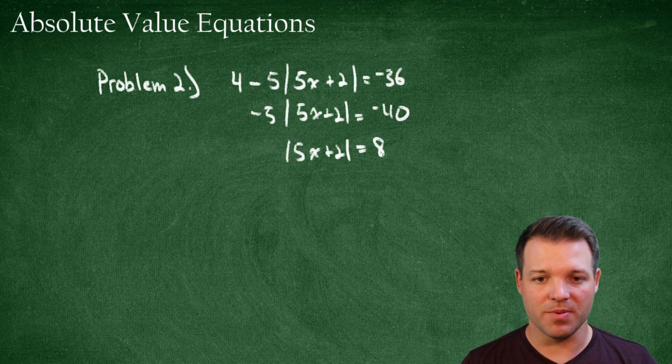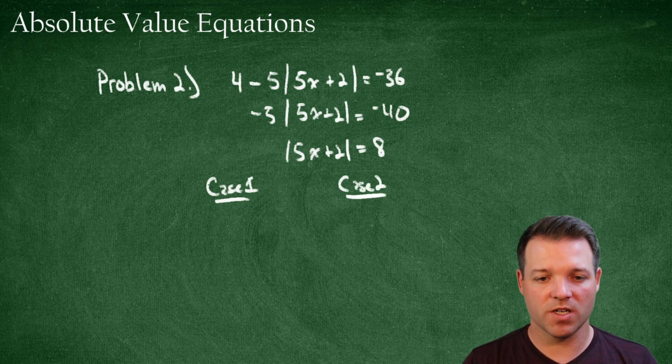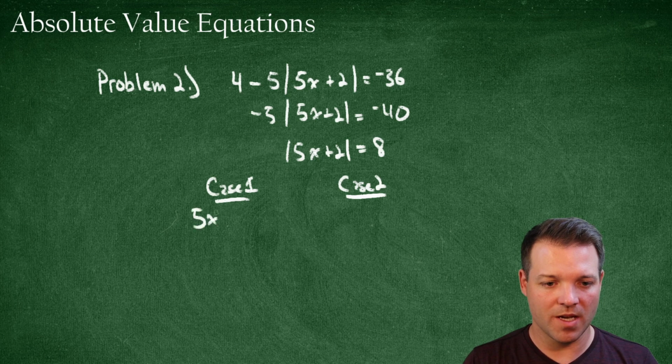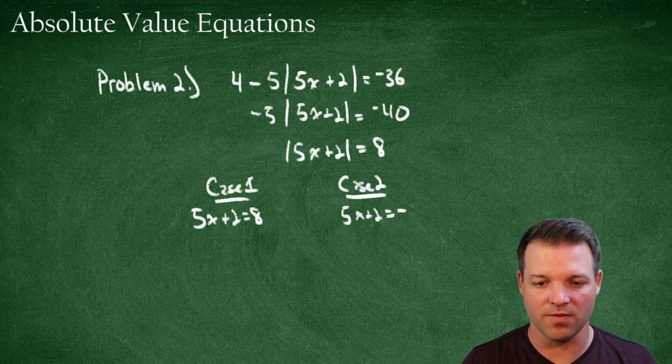All right. Next step here is going to be our 2 cases. So we'll say case 1, case 2. Case 1, again, we're just going to rewrite dropping the absolute value. So 5x plus 2 is equal to 8. And case 2 is 5x plus 2 is equal to, now multiply the entire right side by -1. In this case, it's just -8.